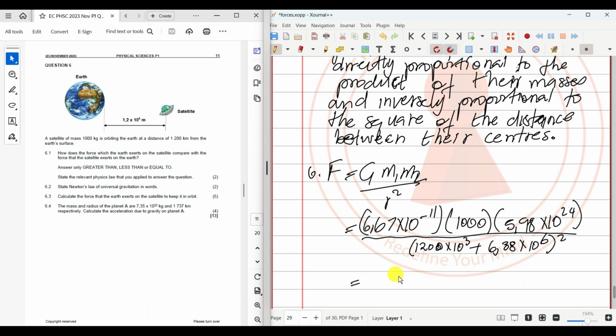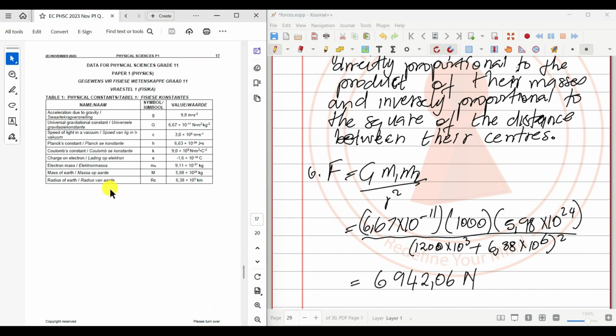So what do we have? We have 6,942.06 newtons, isn't it? Let me quickly show you the constants. The mass of Earth is 5.98 times 10 to the 24, correct? Radius of Earth is 6.38 times 10 to the 3. Of course, you can say times 10 to the 3 times 10 to the 3.